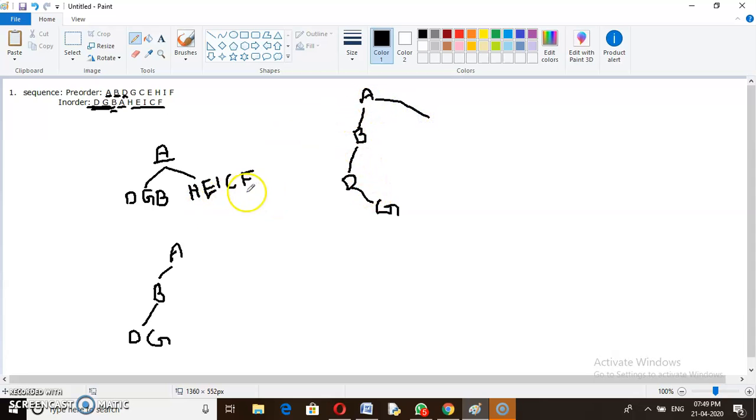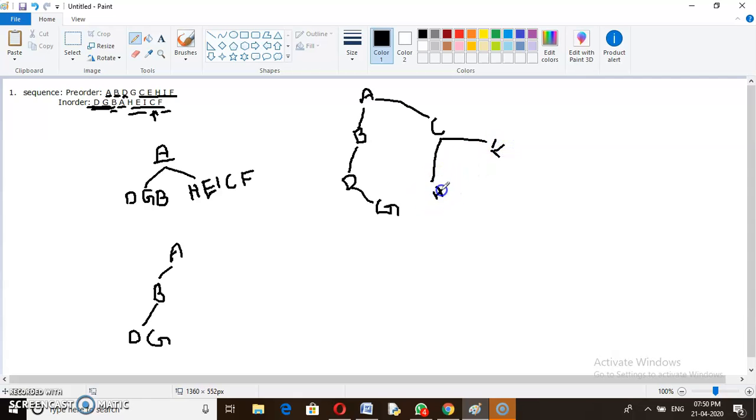From H, E, I, C, F, find out which is the root node for this right subtree. Check this part of the tree from the pre-order: C, E, H, I, F. Within this, C is first. That is nothing but C is the root node for the right subtree. Now find where C is in the in-order. C is here in the in-order. So H, E, I is the left and F is the right of C. So H, E, I is the left and F is the right of the tree.